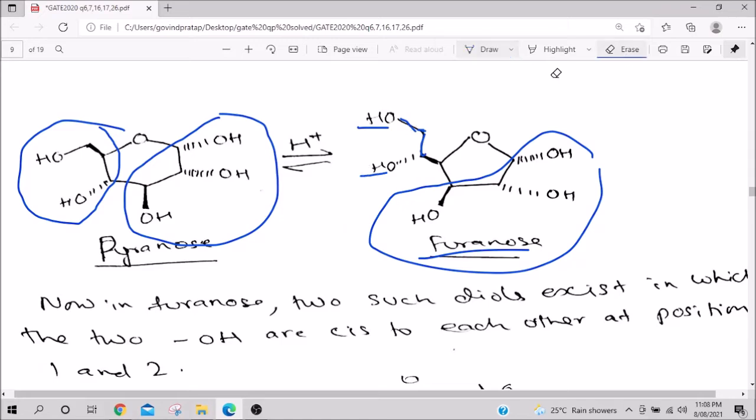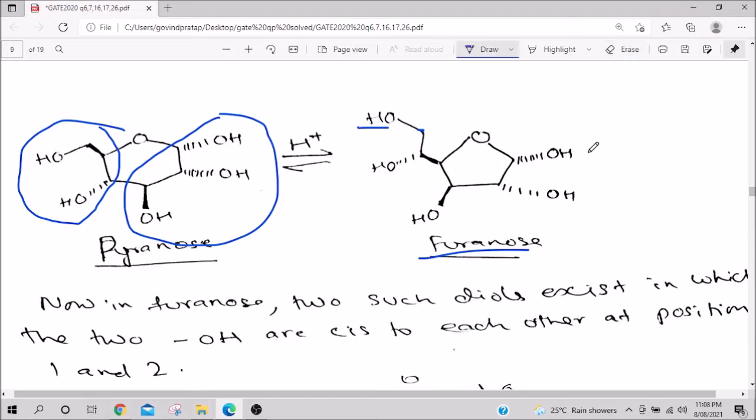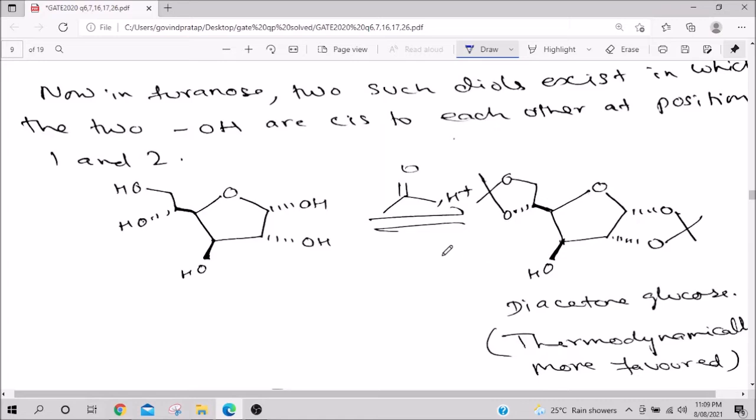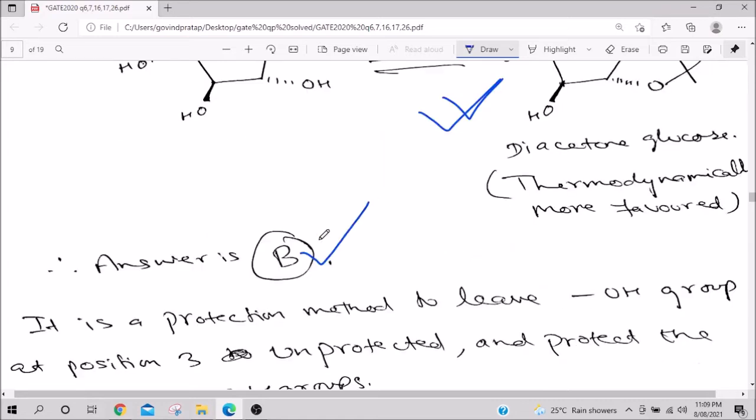So what happens is, this OH and this OH now are in the cis form, and this OH and this also are in cis form, they are 1,2 diol, and therefore it is favorable for it to form acetonide here, it is favorable for it to form acetonide here, leaving only 3 OH free. So that is what is happening, you get this product. So this product was B.